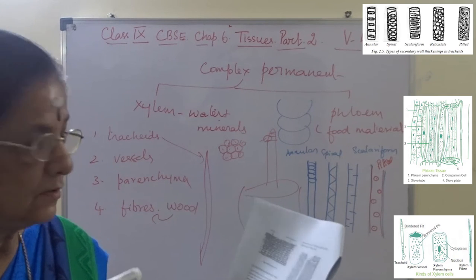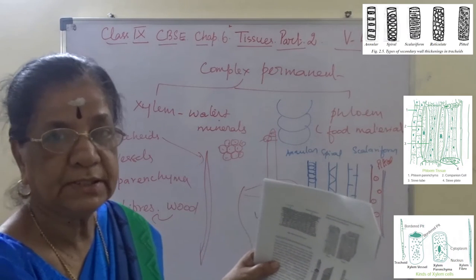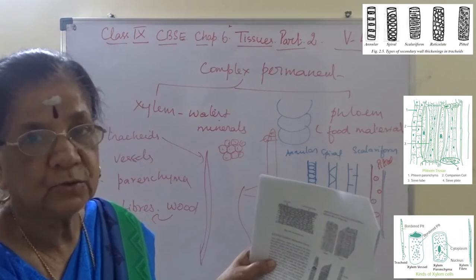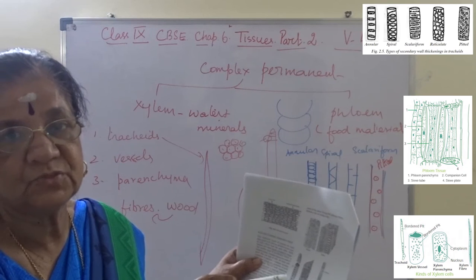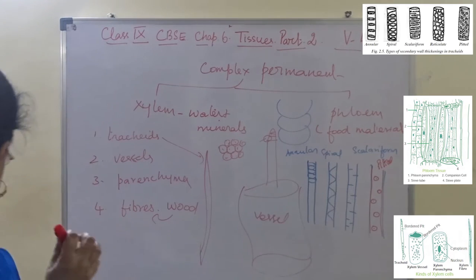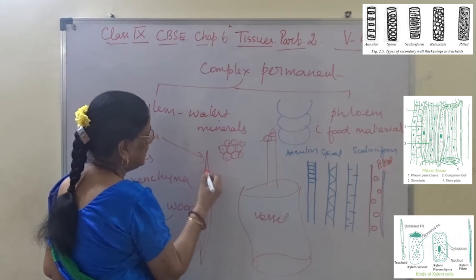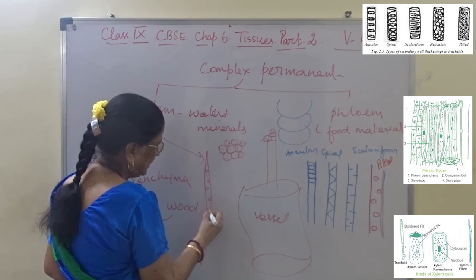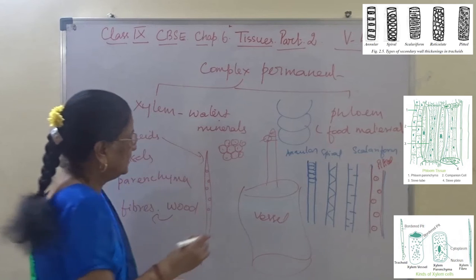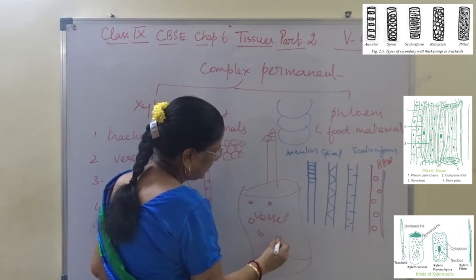I hope you understand. Then see that xylem trachea, it is long, narrow, whereas vessel is like this. Right? Then again, this tracheids and vessels thickening, so it will be pitted thickening. Here there will be few, whereas in vessels there are many pitted thickenings.